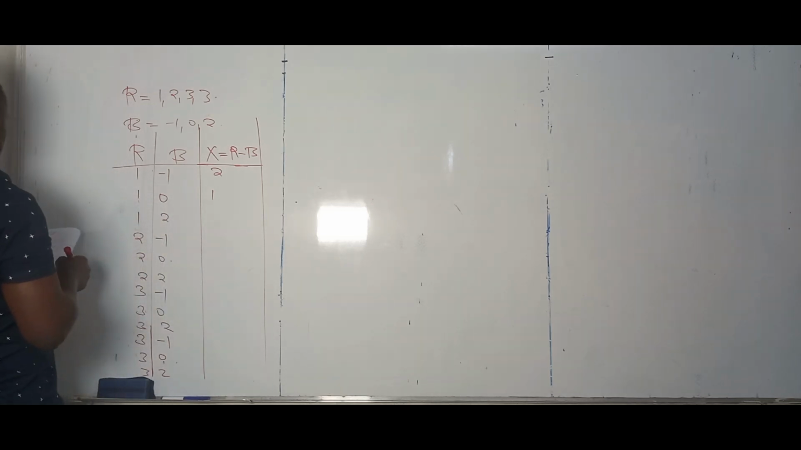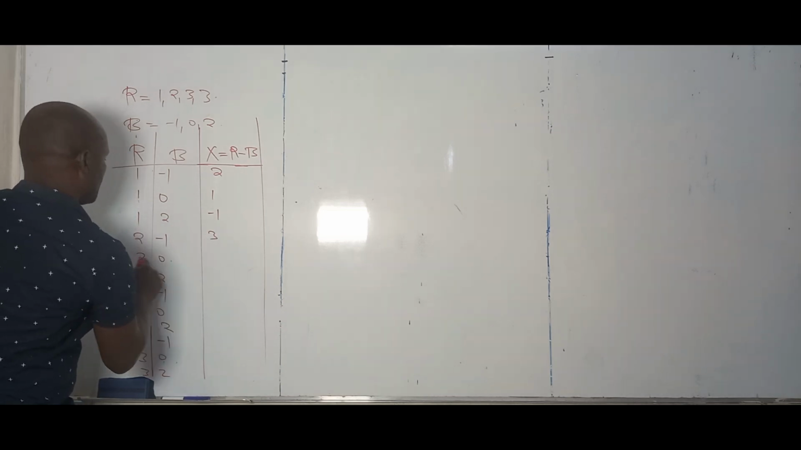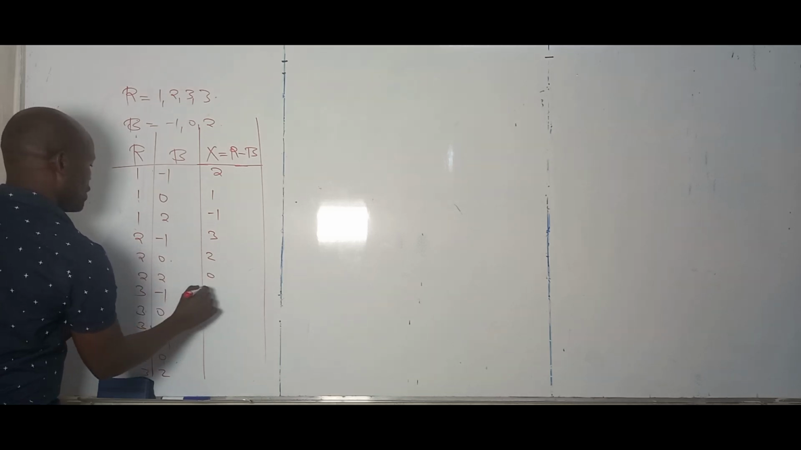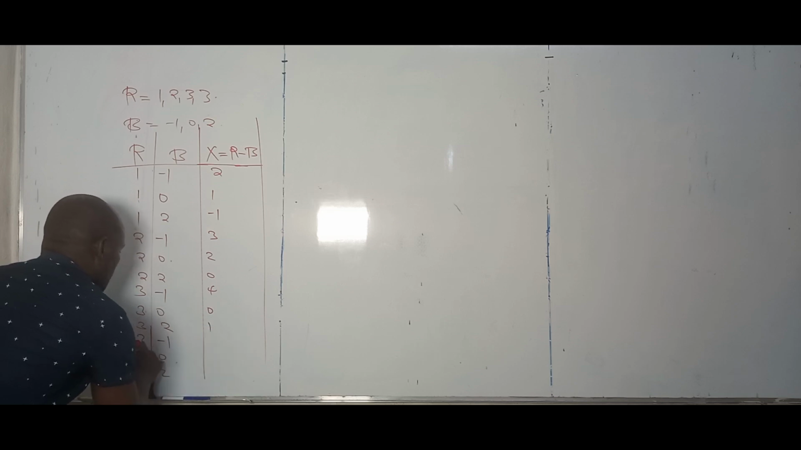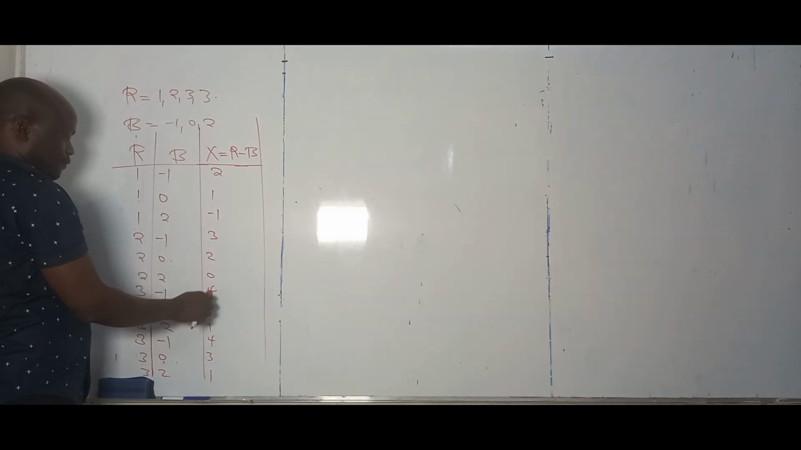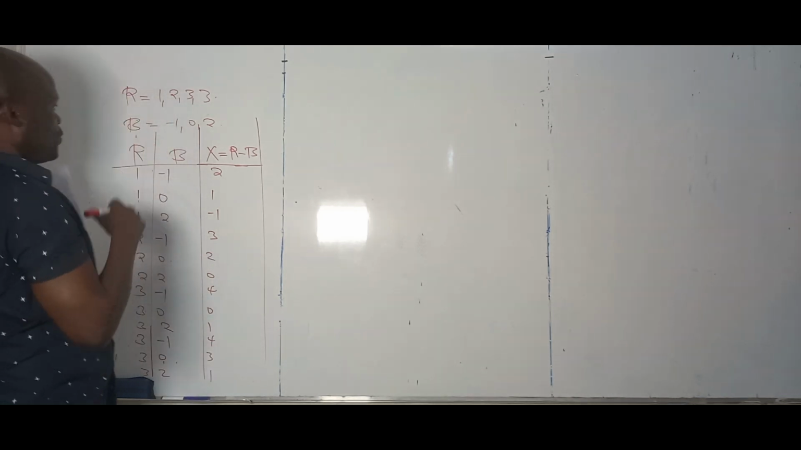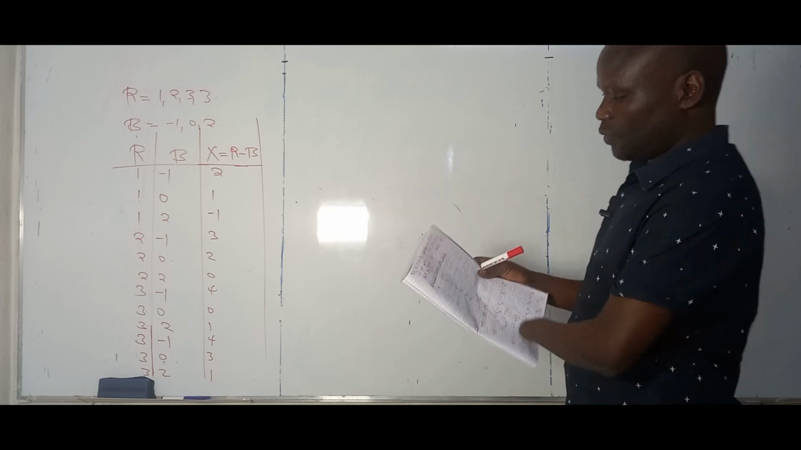1 minus 2 is -1. 2 minus -1 is 3. 2 minus 0 is 2. 2 minus 2, 0. 3 minus 1, 4. 3 minus 0, 0. 3 minus 2, 1. 3 minus -1, 4. 3 minus 0, 3. 3 minus 2, 1. 1, 2, 3, 4, 5, 6, 7, 8, 9, 10, 11, 12. Those are 12 possible outcomes that we could have from that experiment. So those are the possible outcomes.